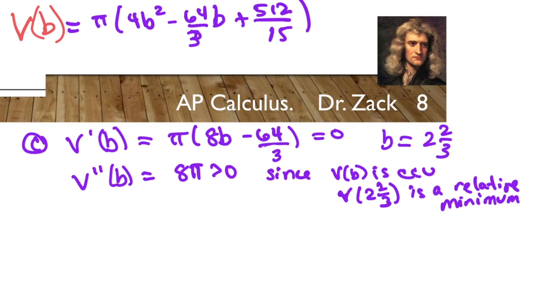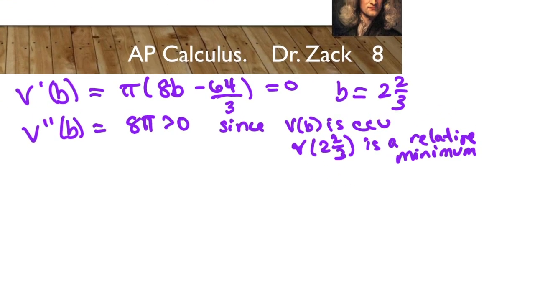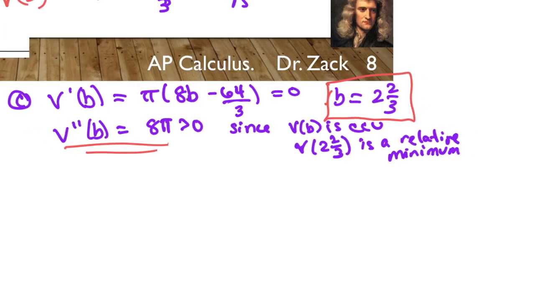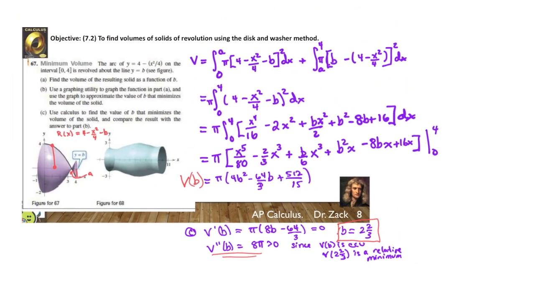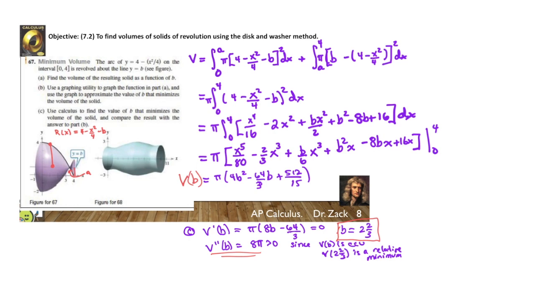Now for question C, you were to find where the maximum volume occurs. So take the derivative of your volume equation, set it equal to 0, and you know the b value, because that's your critical number. If you use the second derivative test, you can see that v of b is always concave up. And since it's always concave up, you must have a relative minimum. Remember that you need to prove when you have a relative minimum or a relative maximum.